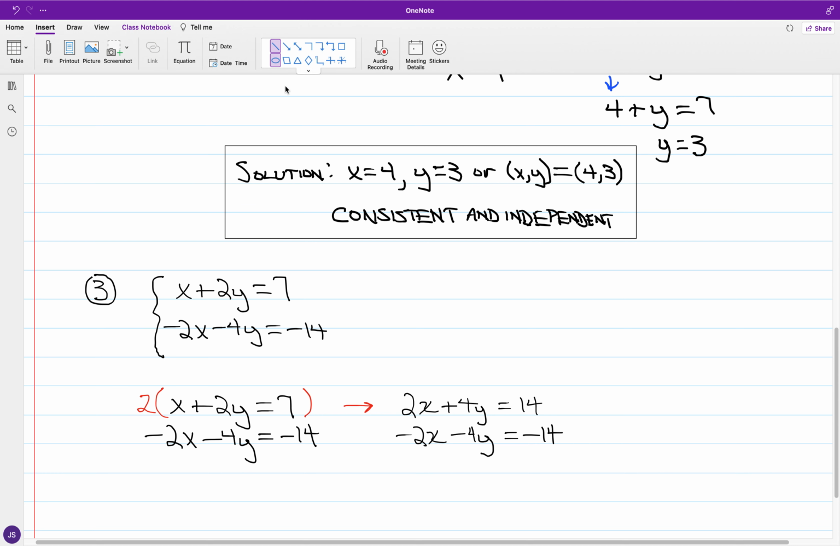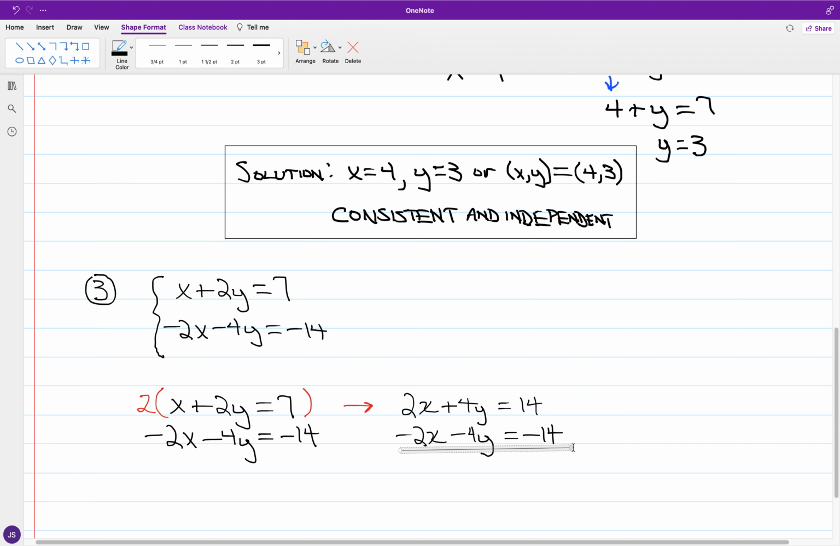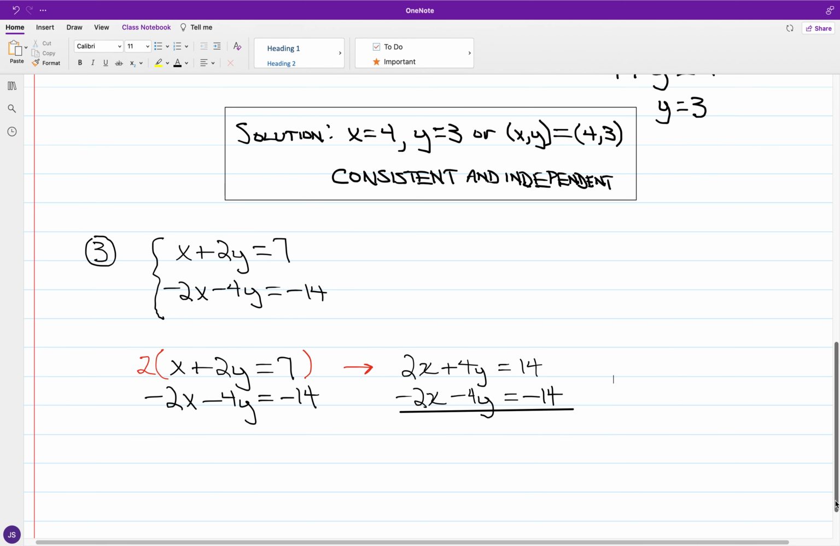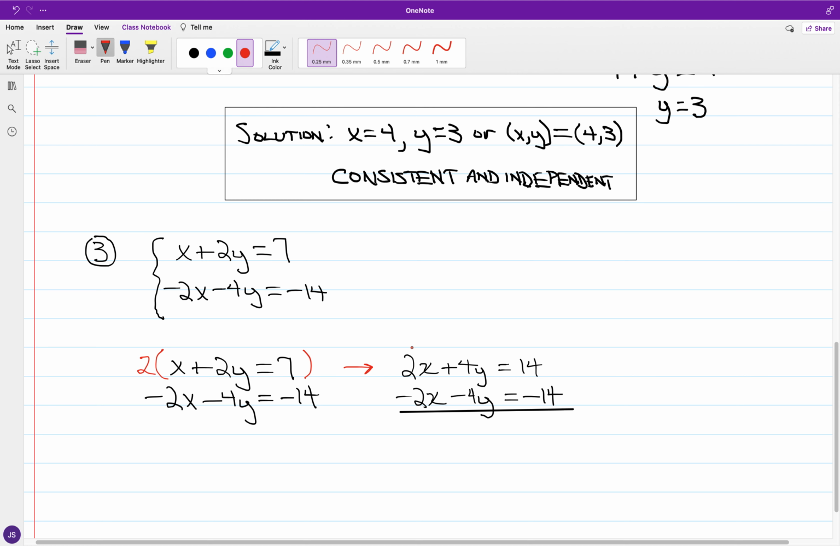Now for what we have here, the goal initially was to get the x terms out, but it just so happens that by doubling the equation I end up with additive inverses for both x and y. And this is still going to work out. You'll have your x terms and the y terms cancel, and guess what, the constants on the right, 14 and negative 14, will also cancel.